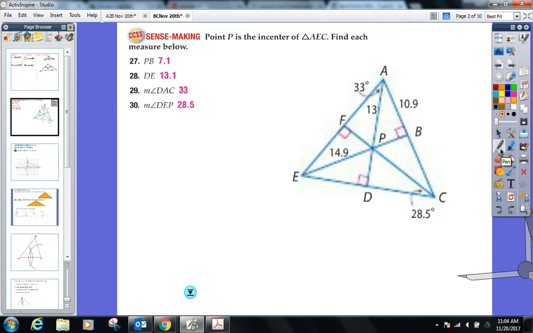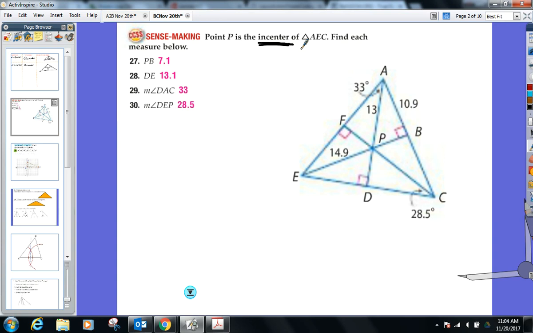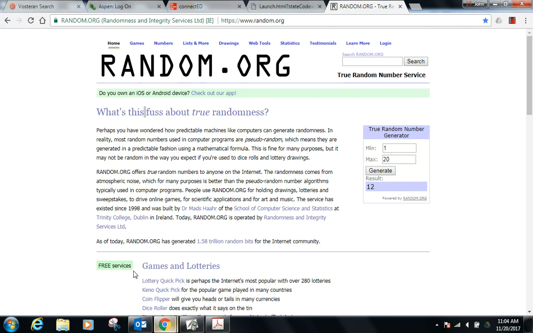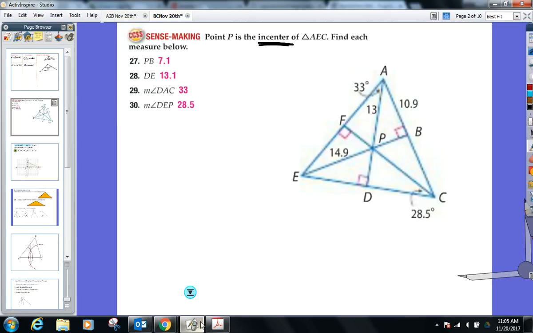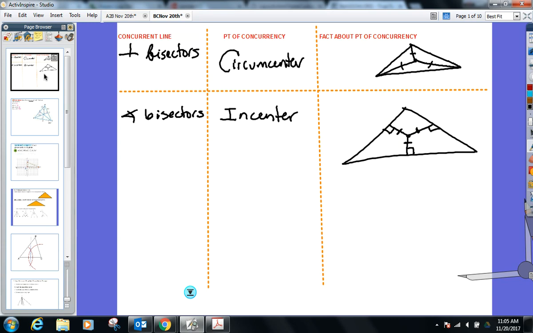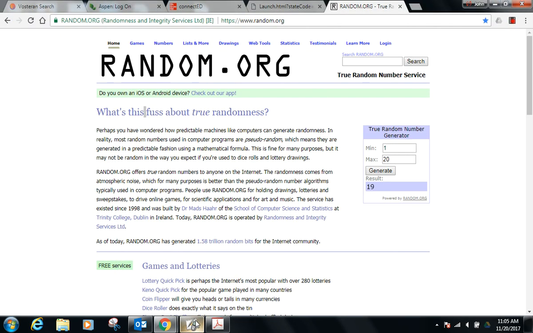Here we go. Here's the diagram. P is the incenter, meaning it was formed by all 3 what intersecting? All right, all 3 what create the incenter? All 3 what form the incenter? Angle bisector. So go back to my diagram.